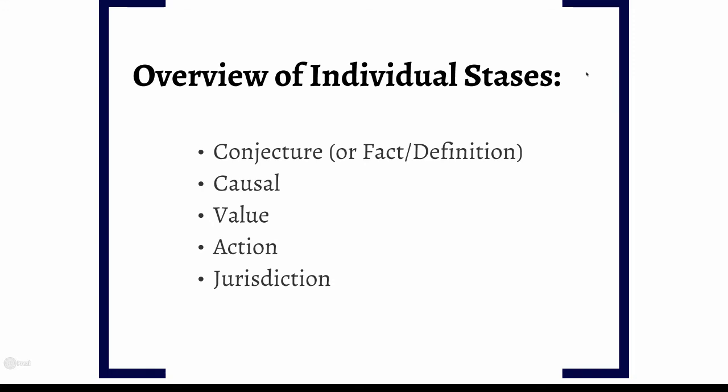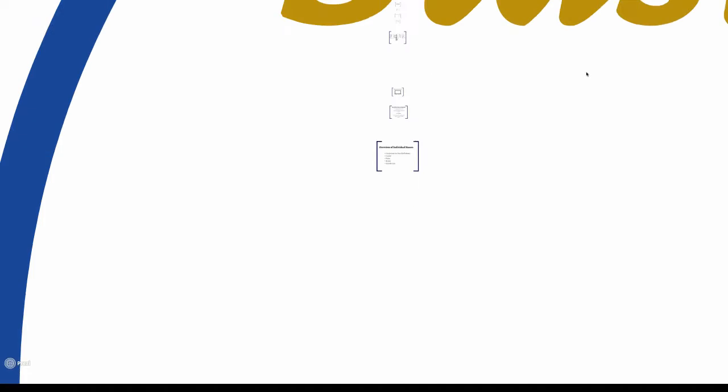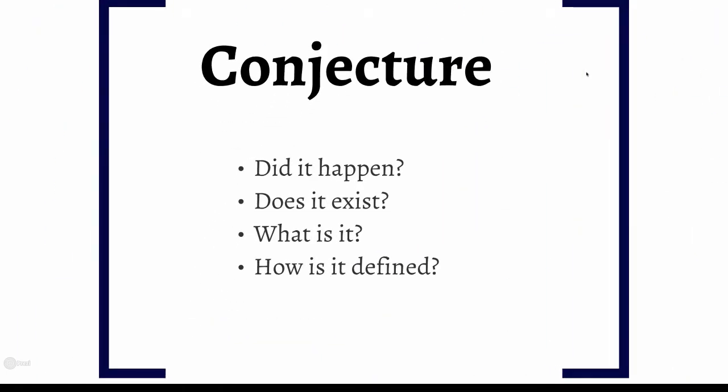All right, so we're going to walk through this example of laptops in the classroom, and we'll both reinforce the basic definition and then see what that looks like with our topic. So, conjecture is the first stasis, and it includes fundamental, basic questions. Did it happen? Does it exist? Do we have a problem? How are we going to define it?